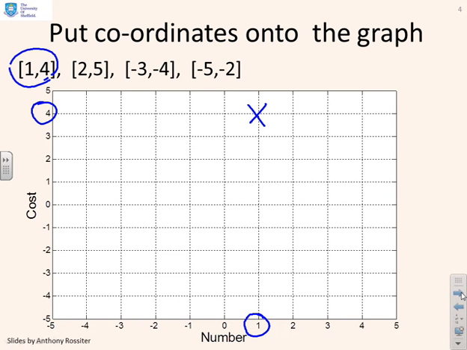Now I use a different colour for the next one. What about the coordinate 2, 5? I take 2 on the horizontal axis, I take 5 on the vertical axis, put those together, and I get this point here.